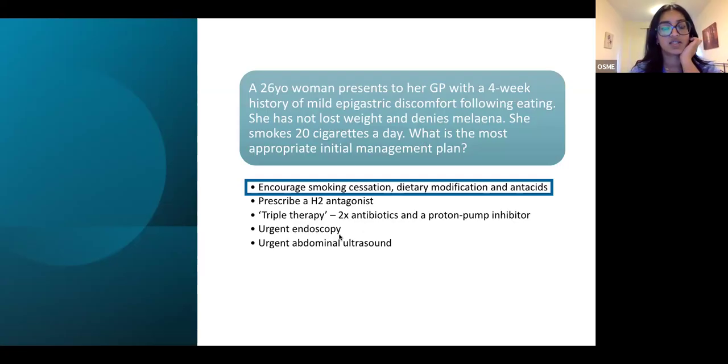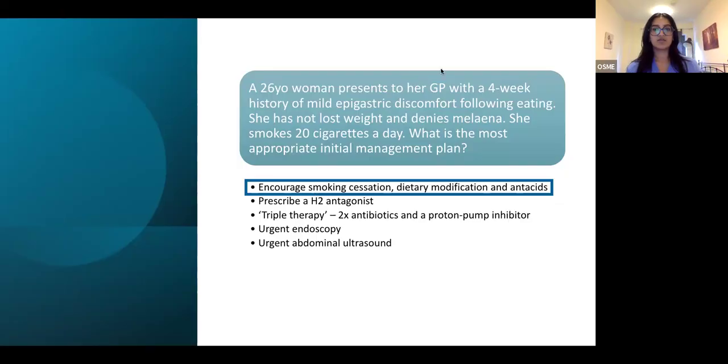So you wouldn't need to send her for an urgent endoscopy, and instead you would stick to conservative lifestyle management. So you would encourage her to quit smoking, also change her diet to reduce salty, spicy foods, and also recommend antacids, which can be bought over the counter. And she can take them after a meal to reduce the symptoms.